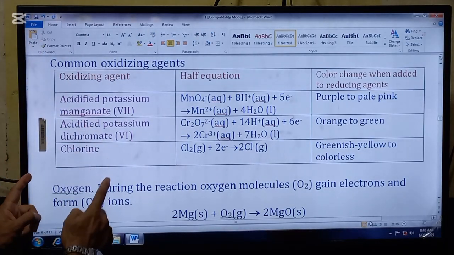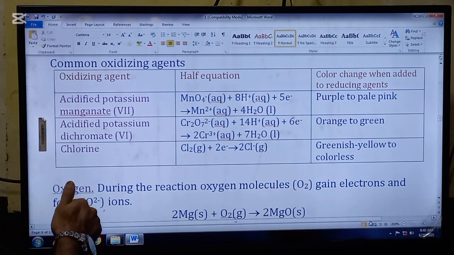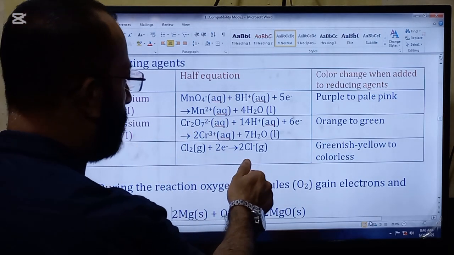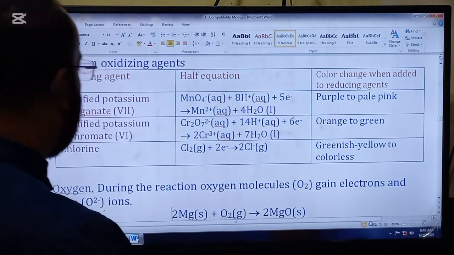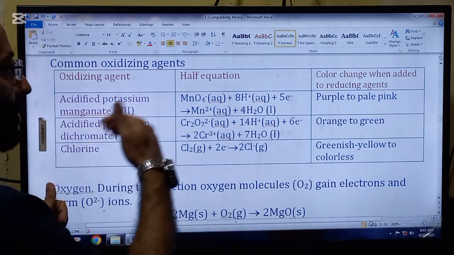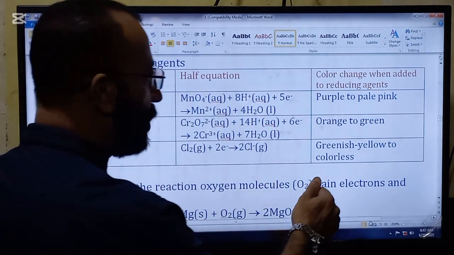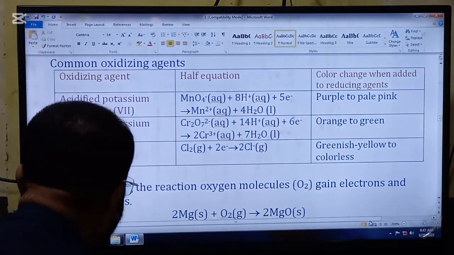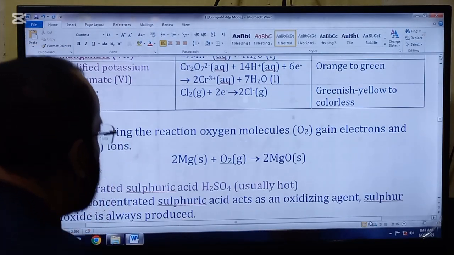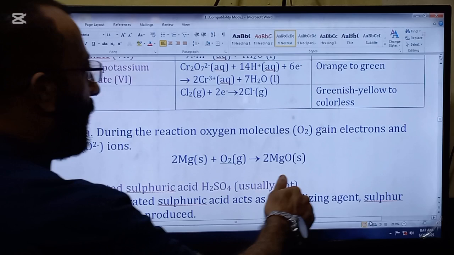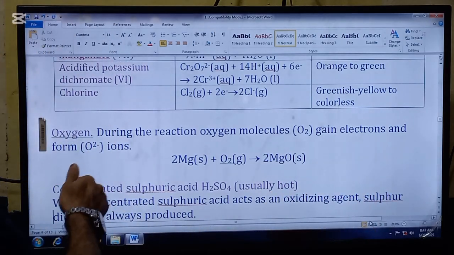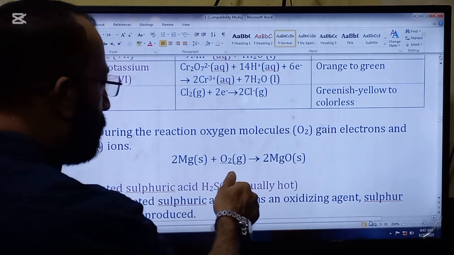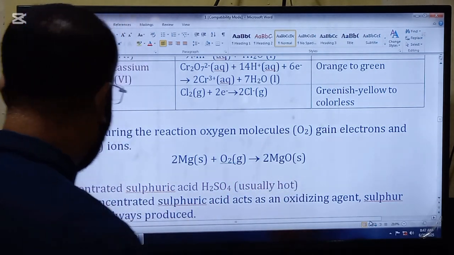The next very common oxidizing agent is chlorine. The half equation is Cl2 plus 2 electrons forms 2Cl-. And when chlorine is added to a reducing agent, its color changes from greenish yellow to colorless. During the reaction with oxygen, oxygen molecules gain electrons and form O2- ions: 2Mg plus O2 forms 2MgO.